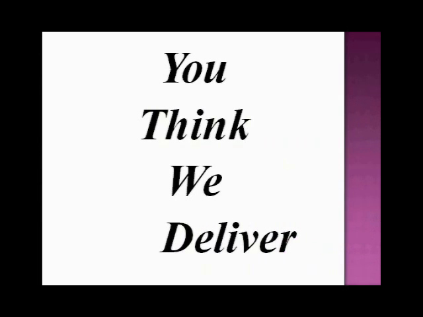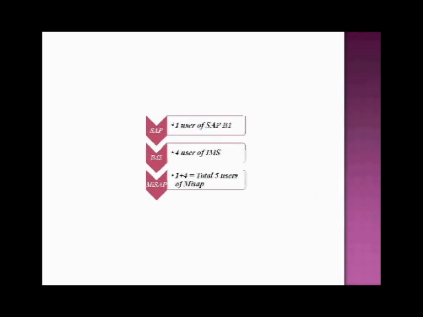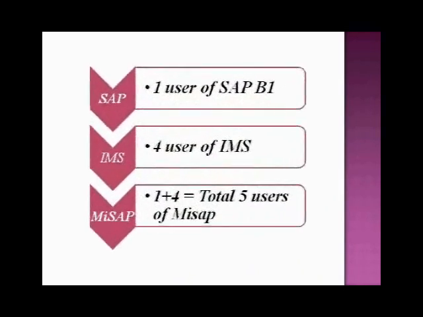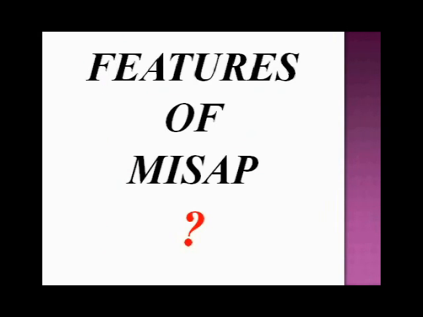CBS provides an ERP solution that is MISAP. MISAP is an ERP which is beyond your imagination. Basically, MISAP is a customized ERP which is a combination of SAP B1 and IMS ERPs. MISAP provides you one user of SAP B1 and 4 users of IMS. That means MISAP provides you a total of 5 users, which is a perfect ERP for any organization.